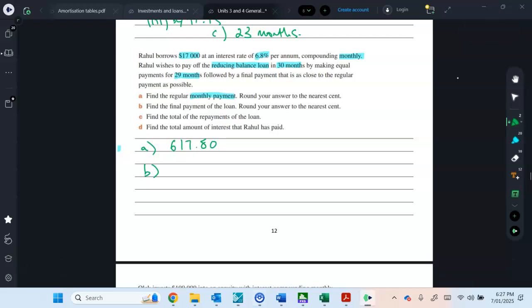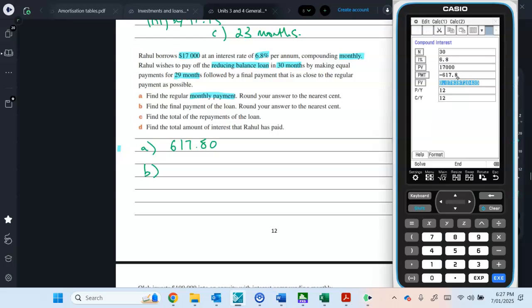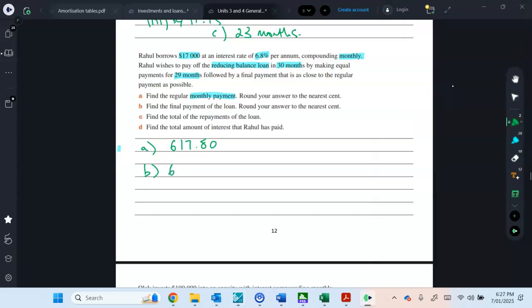All right, and then looking at my calculator, notice what's highlighted. All right, we've got that 8 cents remaining. So we're going to do $617.80 minus 8 cents. So our final payment is going to be $617.72.